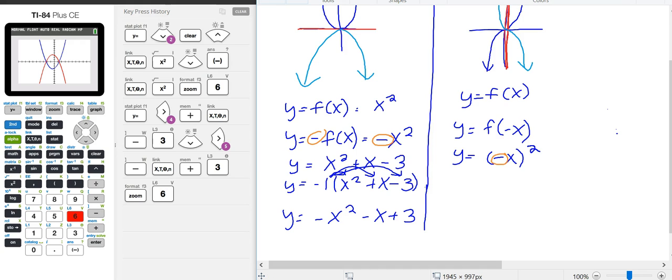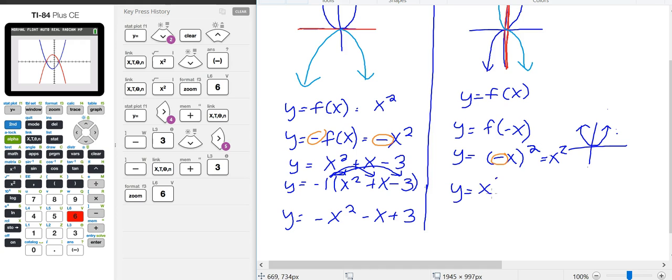Unfortunately, x squared and negative x squared is not such a good example because a parabola, you might remember, is symmetric across the y-axis. So even when you reflect it across the y-axis, it looks exactly the same. And that makes sense because negative x squared is the same thing as x squared. So we're going to have to use a different function. We're going to use the function y is equal to x cubed.